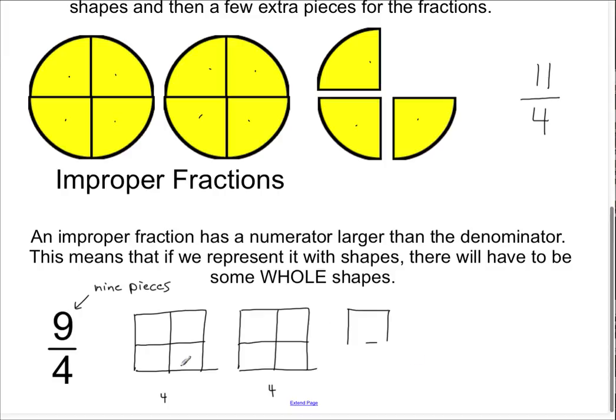Now, when I drew it this way, that gives me an opportunity to write it as a mixed number, because how many wholes do I have here? I've got 2 whole shapes. So my whole number is 2. And how many quarters do I have? How many pieces? I only have 1. So that's 1/4. So that shows me how to write it as a mixed number.